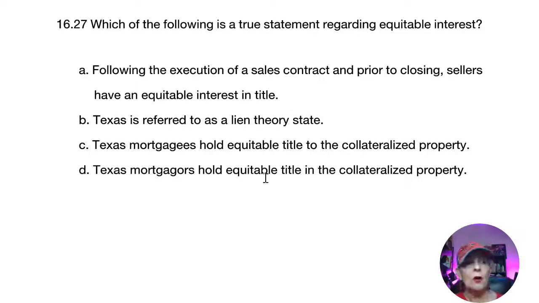Texas mortgagor, the borrower, holds equitable title in the collateralized property. It's a title theory state. So B said we were a lien theory state. Well, it's not. Texas is a title theory state. Legal title transfers to the lender in a mortgage loan. And in the deed, it will say vendor's lien. Once it's paid, the vendor's lien gets removed from the deed.